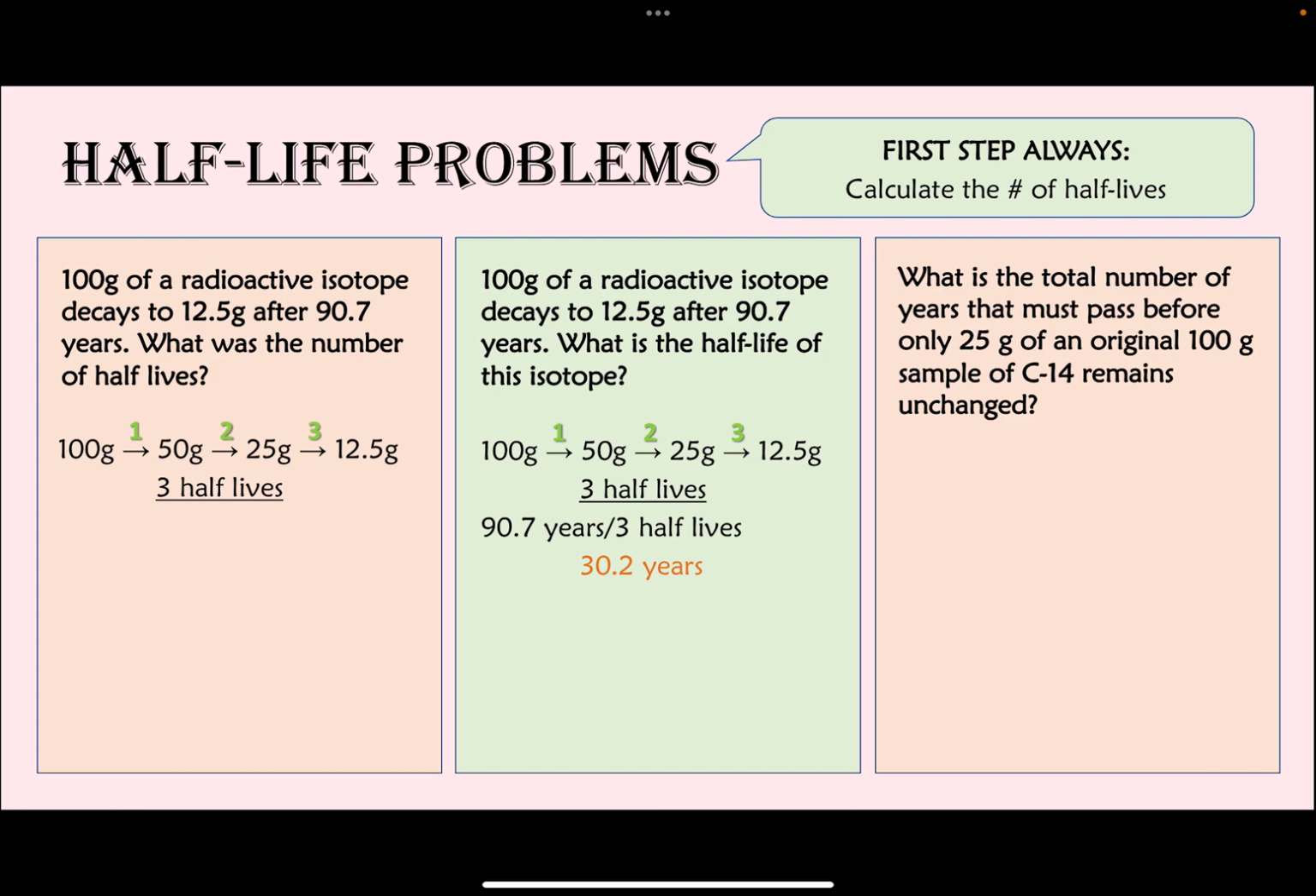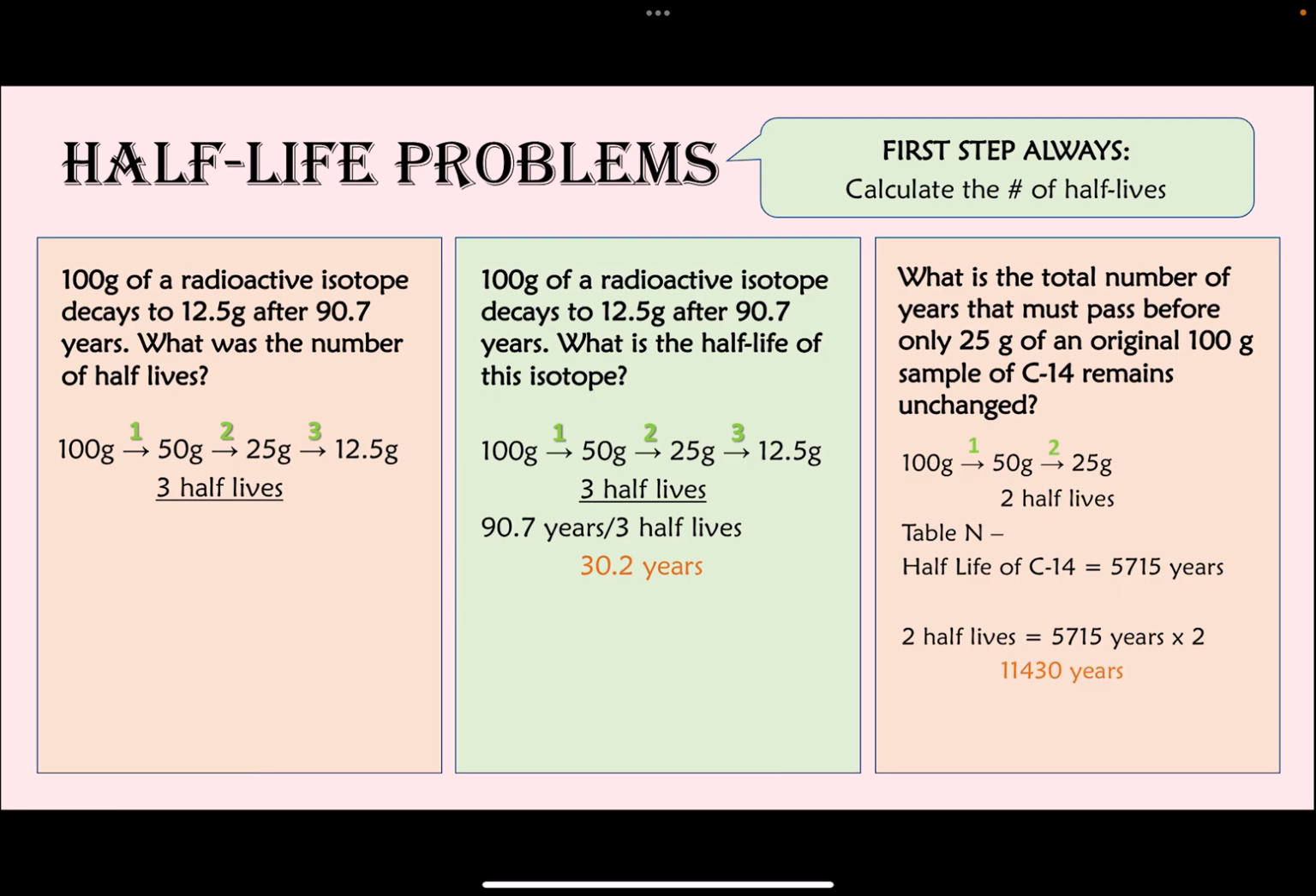So once again, your first step should be to calculate the number of half-lives. We are starting with 100 grams and going to 25 grams. That's going to be 2 half-lives. So if 2 half-lives have passed, according to table N, we know that 1 half-life of carbon-14 is 5,715 years. We just take that number, multiply it by 2, and that gives us the time for 2 half-lives.